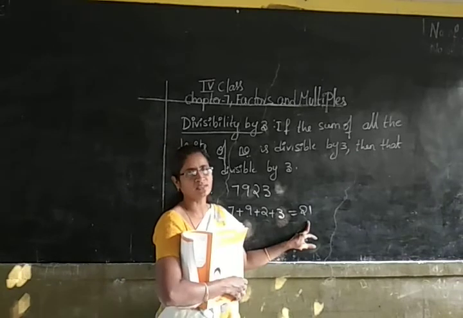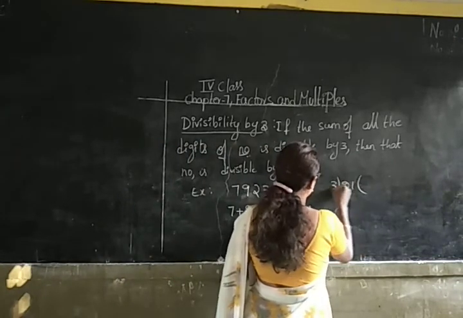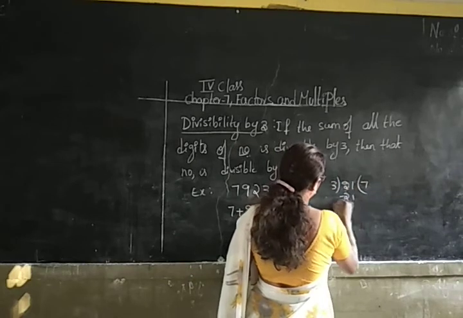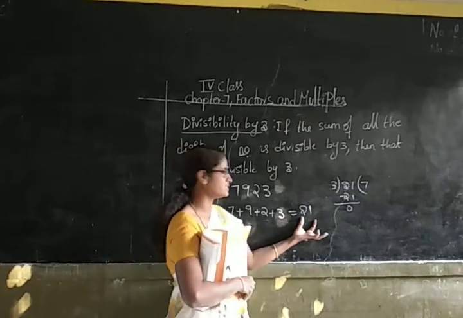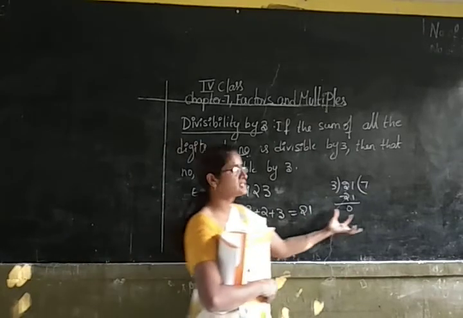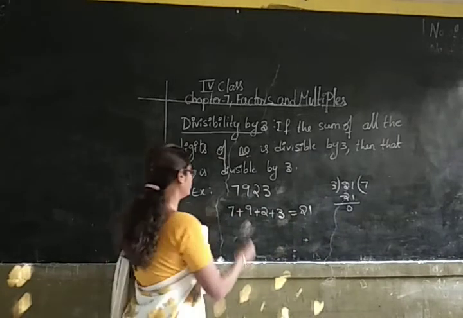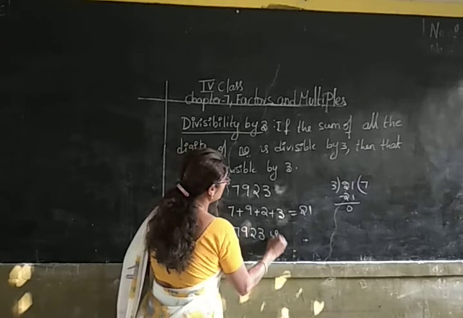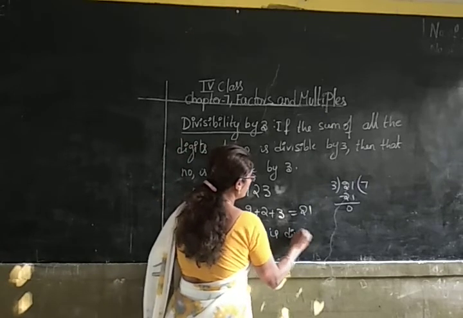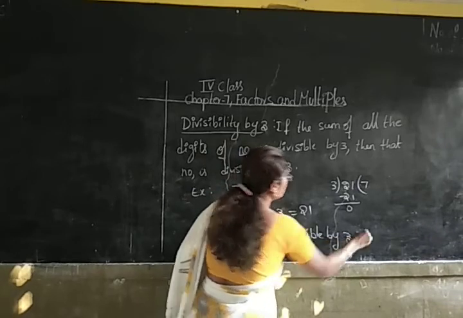21 is divisible by 3, isn't it? 3 sevens are 21. So the sum of the digits, which is 21, is divisible by 3. So the number is also divisible by 3. So the number 7923 is divisible by 3. Did you understand, children?